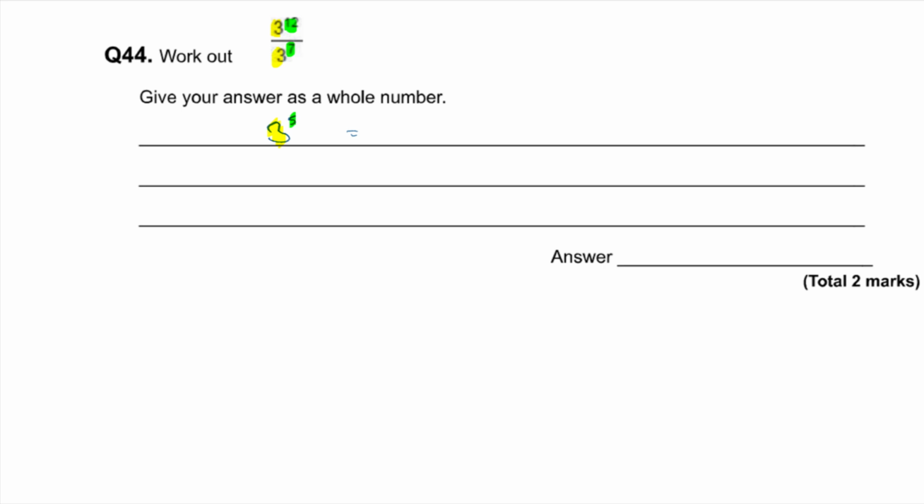Well, I know 3 squared is 9. 3 cubed is 27. So 3 to the 4 must be 27 times 3, which is 81. So 3 to the 5 must be 3 lots of 81. So what's that? 80, 160, 240, and 3. It's going to be 243.